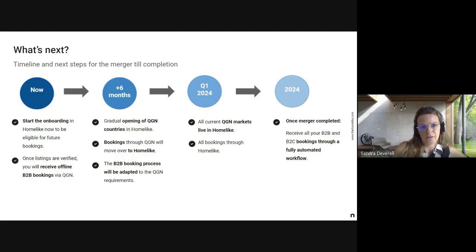Towards Q1 2024, we then have the goal to have all countries live and integrated and have all bookings, also the B2B bookings that are currently still going through the queue process, going through Homelike then. You would by then have your account, would understand how to receive a request, make a proposal, and close a booking. And in the year further ahead, 2024, we aim to have the merger completely finished, so you can receive B2B bookings, which would be offline requests, but also B2C bookings through our online channels, depending on the booking modes you can accept or not, in a fully automated workflow.